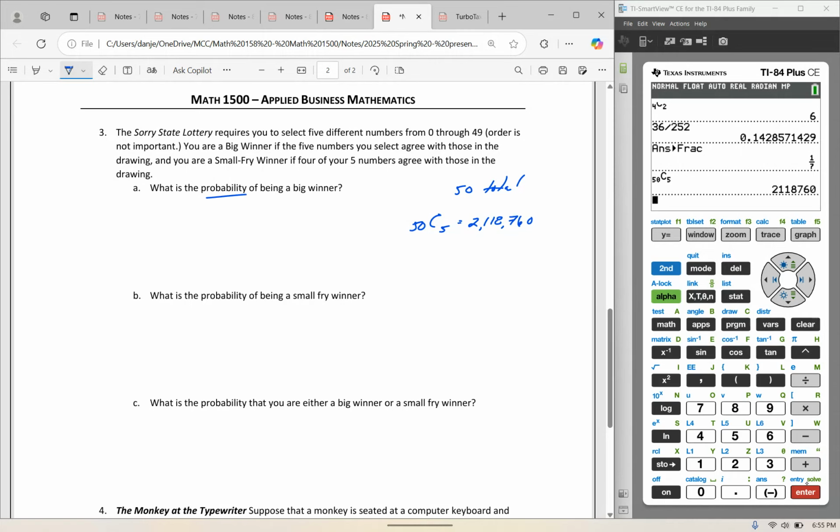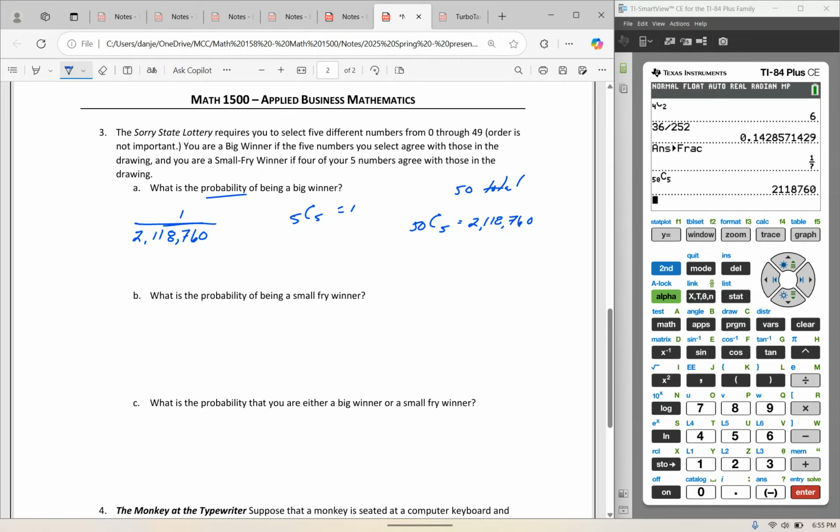The probability of being a big winner is there's only one that's a winner. So the probability that you're a big winner is 1, because of the 5 numbers, you have to choose all 5 of them, and that would be 1. So 1 over 2,118,760, that would be the probability that you're a big winner.